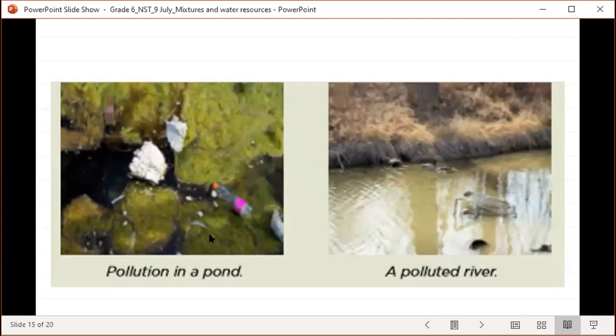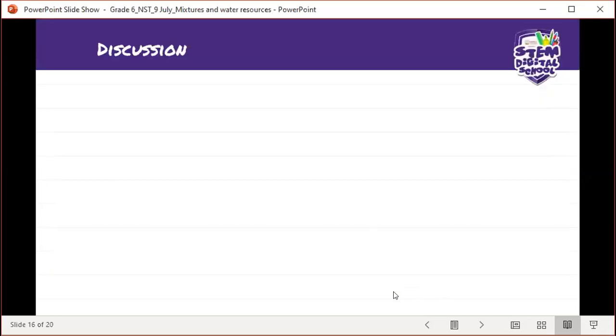And then here, guys, we have a pollution in a pond. I think I see a plastic bottle there. And this looks like polystyrene or foam, those foamy things. Okay, and then here we have a polluted river. The water is brown, looks very brownish. It looks like there might be sewage waste in there actually. So guys, just keep the pictures in mind. We will get back to them. And let's get to our discussion.